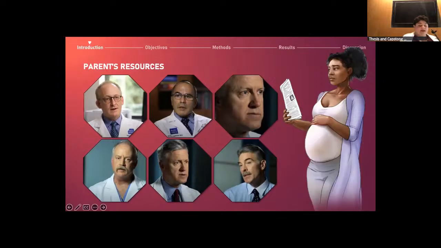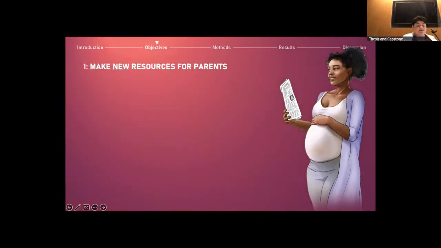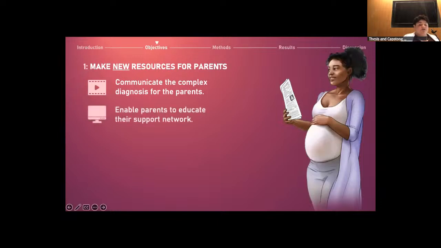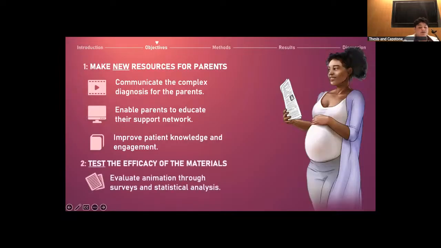My goal was to create a new suite of patient-centered education materials designed not only to inform parents, but also support them as they navigate these conversations with their families. The tools that I made are intended to communicate the complex diagnosis to parents, help them share information with their support network, and empower them to advocate for themselves by coming prepared to medical appointments and asking the right questions. Once the materials were developed, my secondary goal was to test their effectiveness through a formal study.